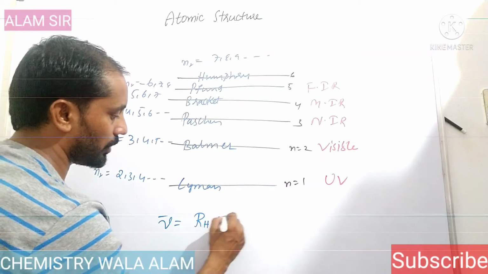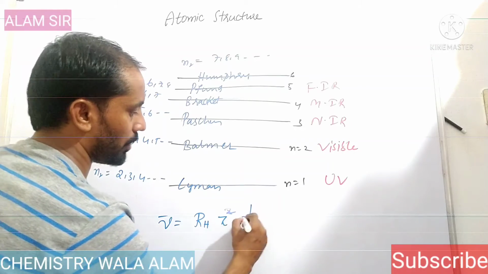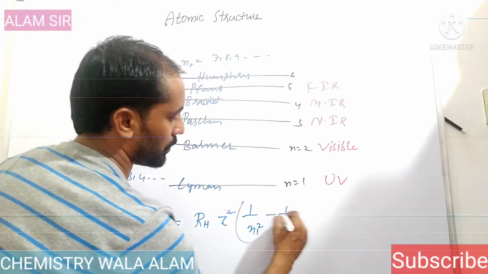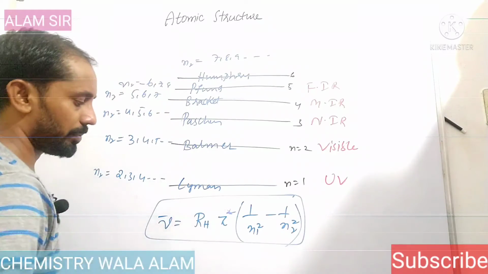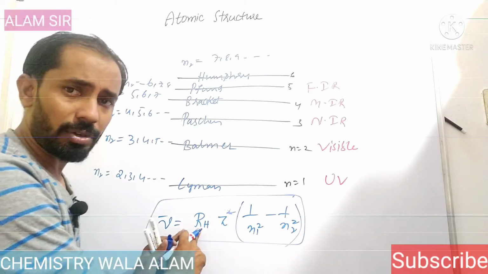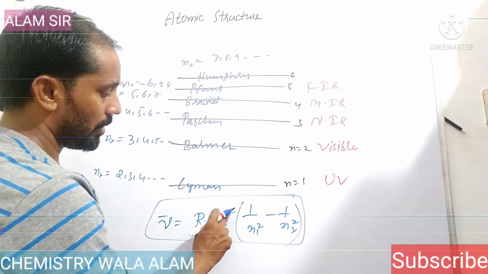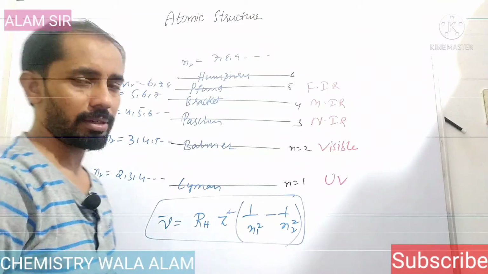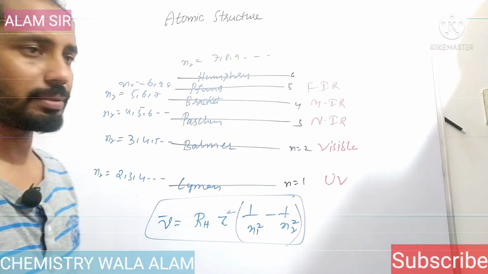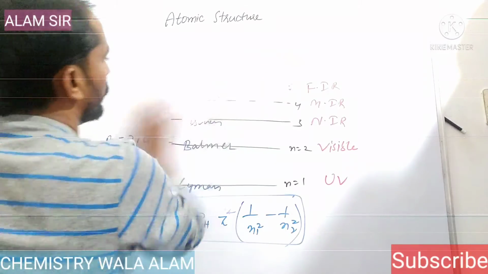So the wave number is equal to R Z square (1 by n1 square minus 1 by n2 square). Here nu bar is the wave number. R is the Rydberg constant value, Z is the atomic number, Z square, and here n1 is the lower energy orbit, n2 is the higher energy orbit. Okay, so this is from the hydrogen spectrum.